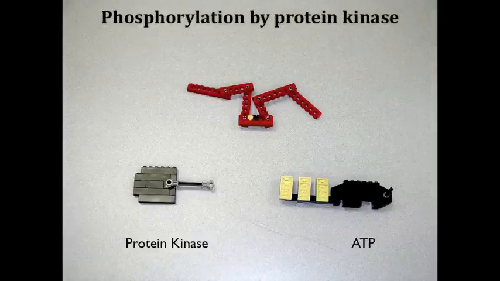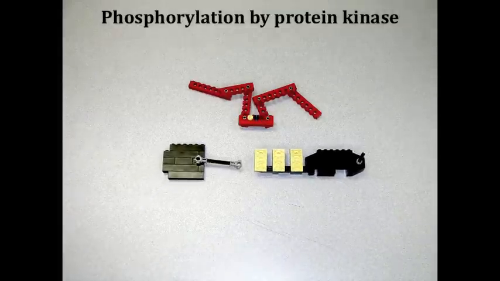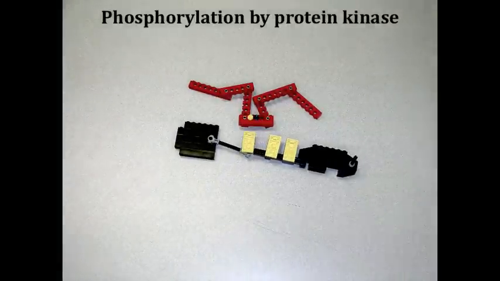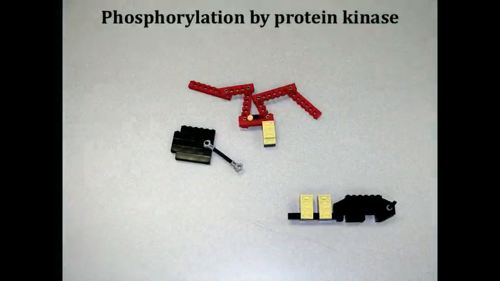And the final way is phosphorylation by protein kinase. You've got three players: the protein kinase, and a donor such as ATP. So the protein kinase will take a phosphate and attach it to the degron signal, activating that signal.